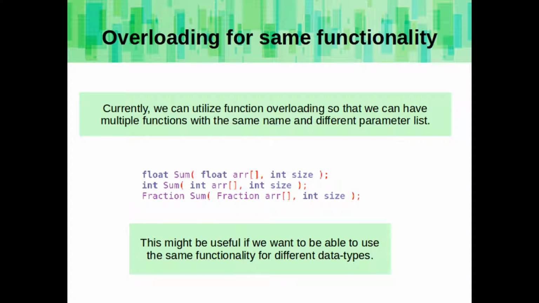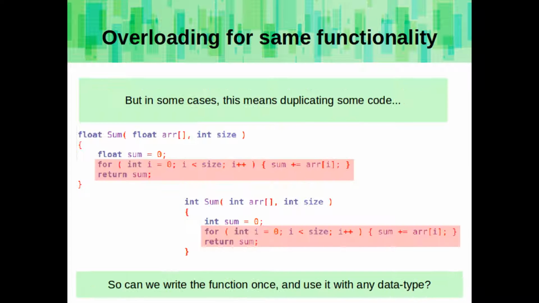Currently, we can utilize function overloading so that we can have multiple functions with the same name and different parameter lists. This might be useful if we want to be able to use the same functionality for different data types. But in some cases, this means duplicating our code. So can we write the function once and use it with any data type?